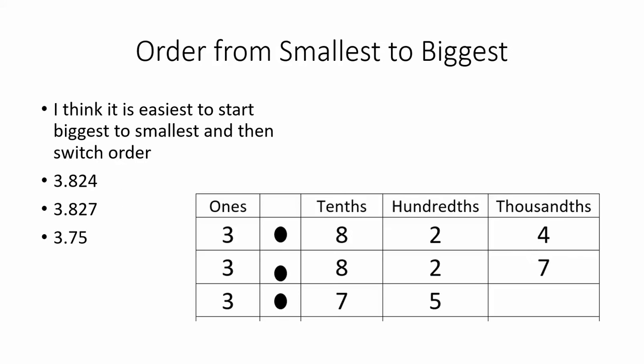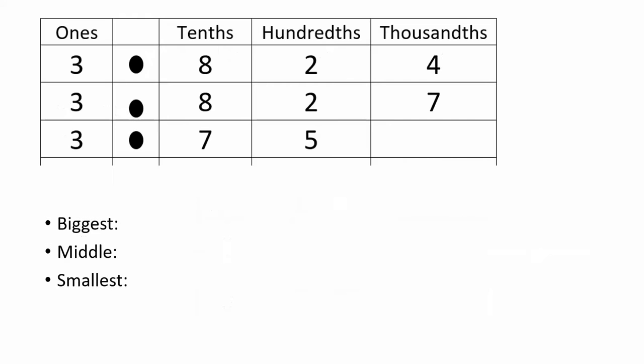Let's try one more. This one is asking us to go smallest to biggest. I found that many students think it's easier to go from biggest to smallest and then just switch the order at the end. So we're going to start with biggest to smallest. I start by looking in my ones column, and I notice right away that all of my ones are the same. So I scoot over to the tenths column.